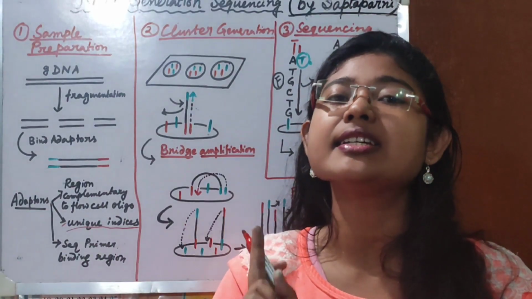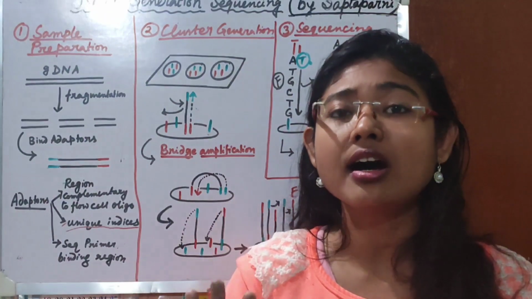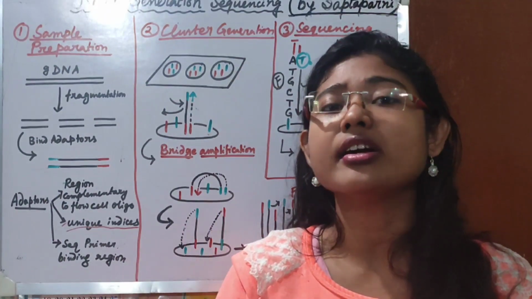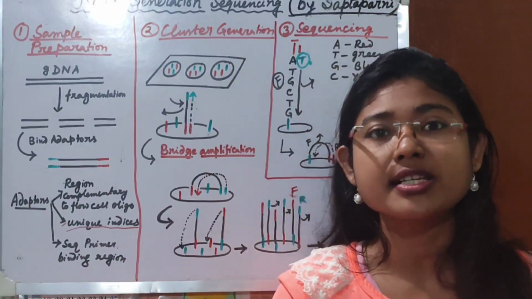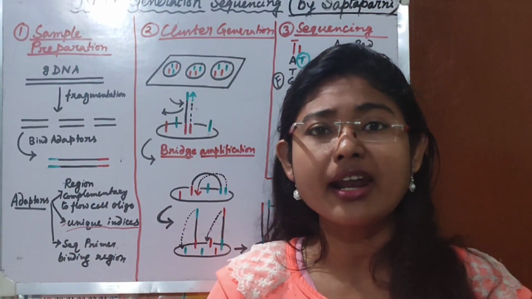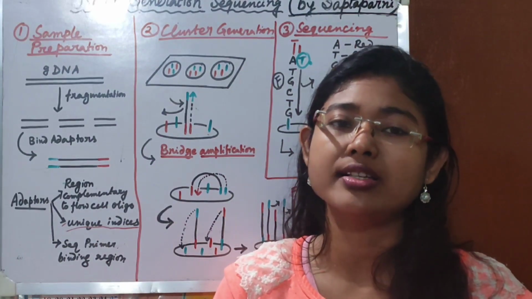So that means it is less time consuming. Second, it is cost effective, and third, obviously the error in this method is also less. It is almost 98% correct. So for these three characteristics, next generation sequencing is so popular nowadays.